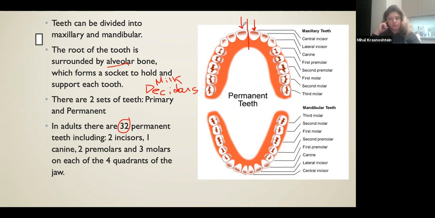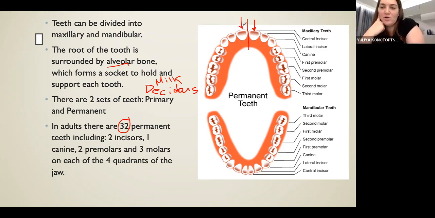Wisdom. Wisdom tooth. I think those students who were with me last year already heard my story of how Yuli went to Russia to remove her wisdom teeth. Do not go, okay? No anesthesia whatsoever, just a little tiny bit of lidocaine and that's it.